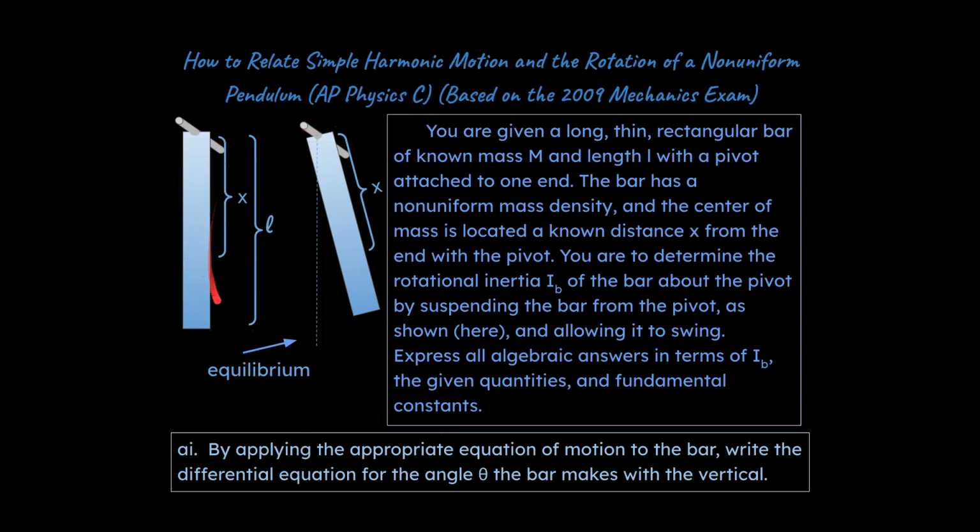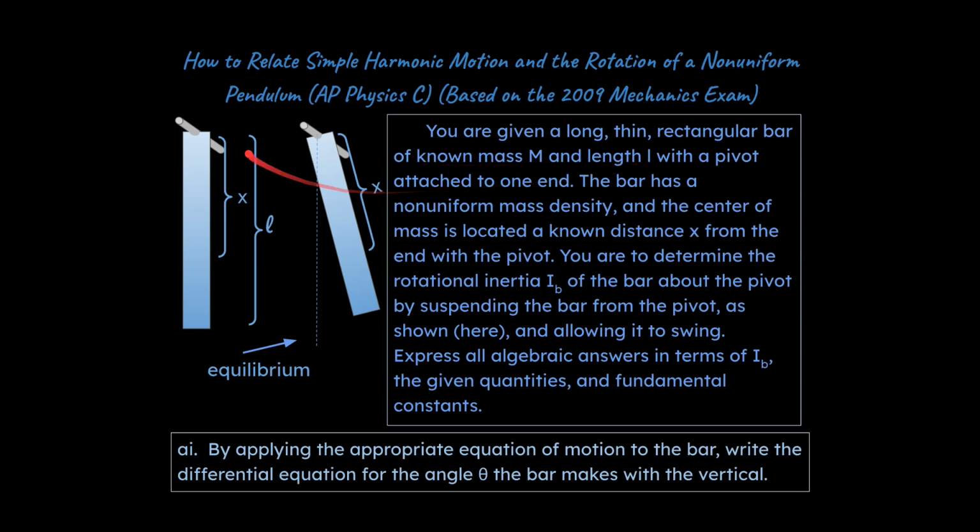I do want you to glance at the diagram here. So if you imagine you have a non-uniform bar that's suspended from a pivot point and it's disturbed from equilibrium like we have right here, then what happens is it will swing back and forth. And one of the things we're going to need to do is eventually find the period of this mass. So we're going to have to use ideas of rotation as well as ideas of oscillations to be able to solve this problem.